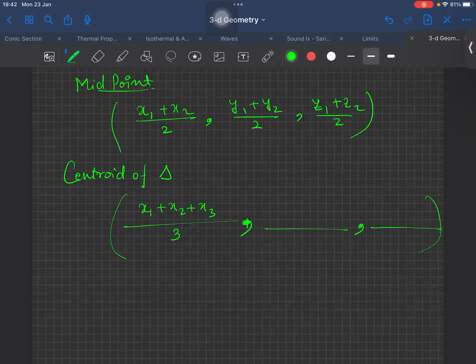Okay, hopefully this chapter is over. You solve the problems of the miscellaneous exercise. If you have doubts, you can ask me anyway. And tomorrow we are going to start the last chapter, probably probability and statistics. So probability will start tomorrow.